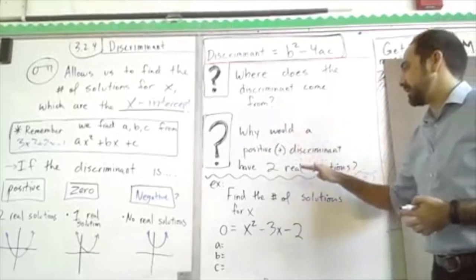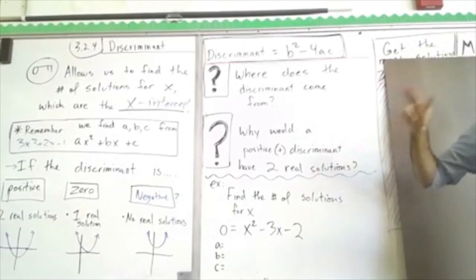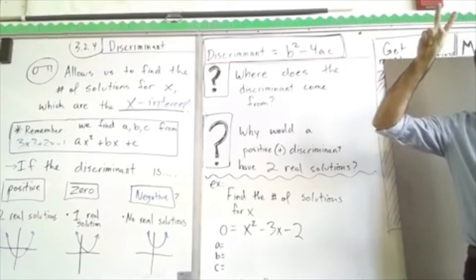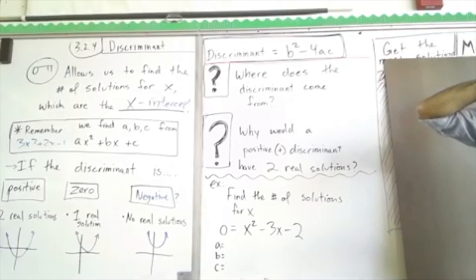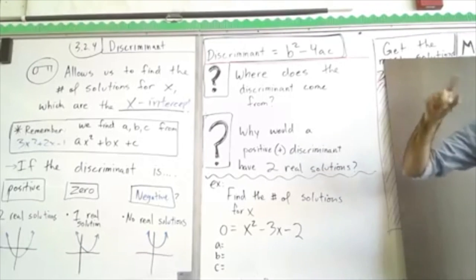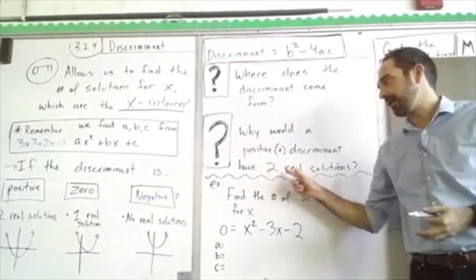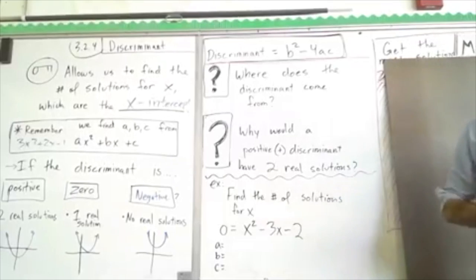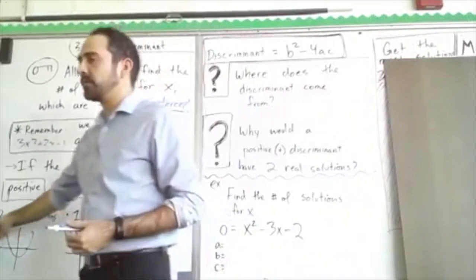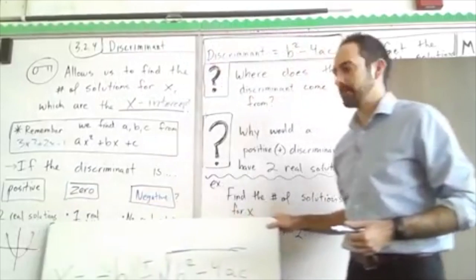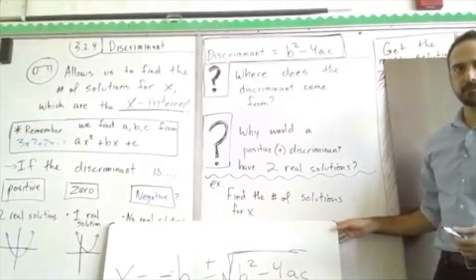Positive discriminant. Why does it have 2 solutions again? Why does the positive have 2? This was already said, but I want to just reiterate. Okay. Anybody else? All right. So the question again was, why does a positive discriminant have 2 real solutions? It's related to this equation here. It's related to our quadratic formula. Think about it first, just one more second.